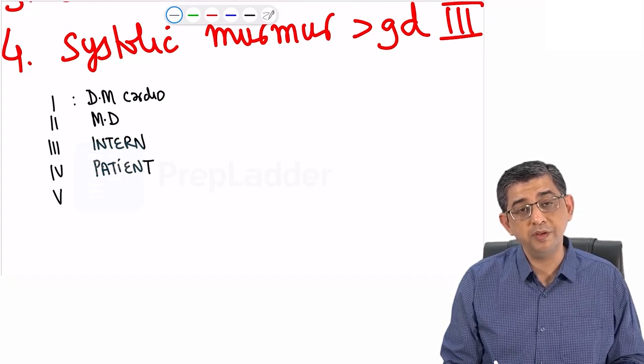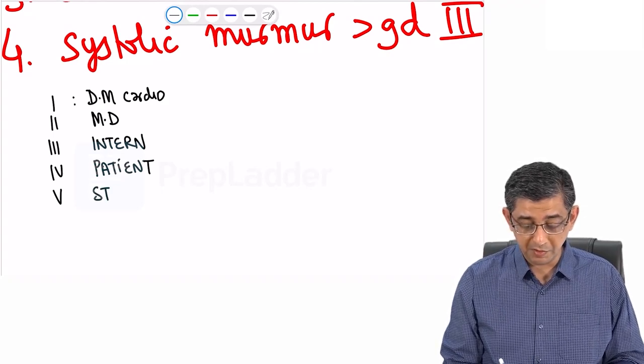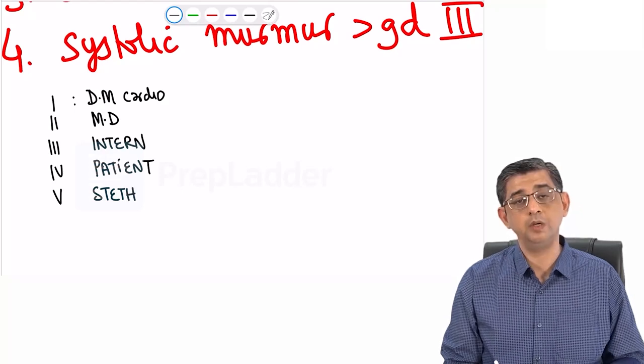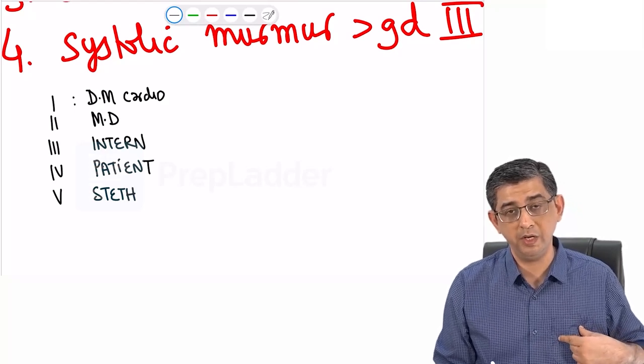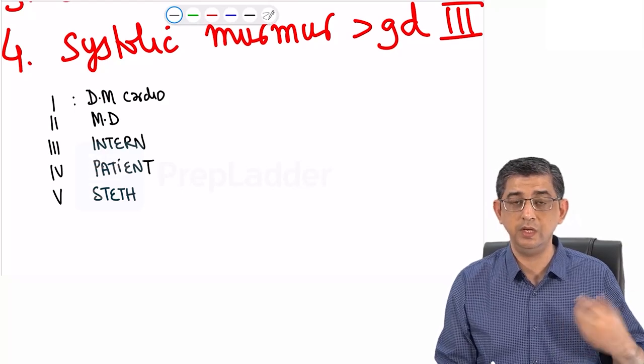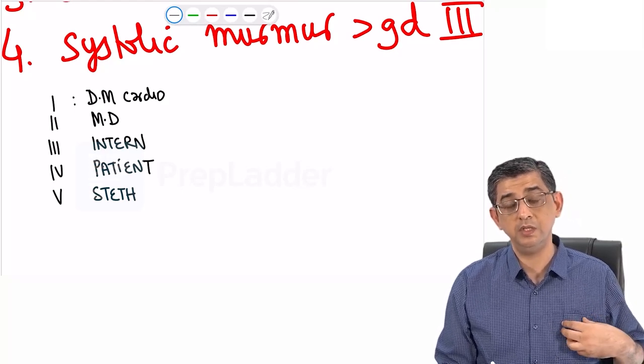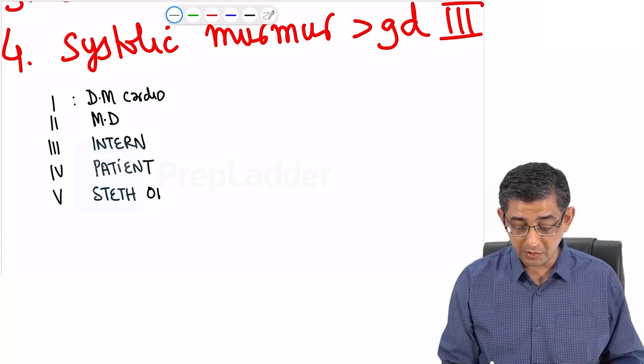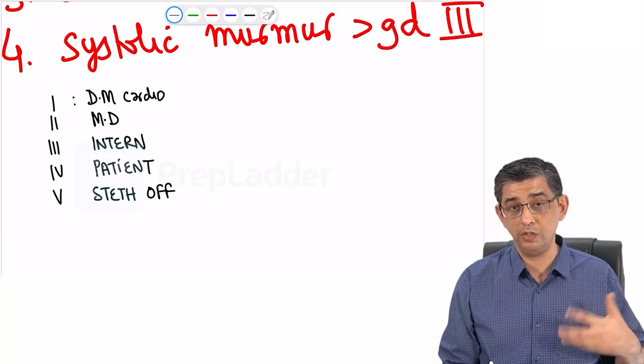When it comes to grade 5, in fact, I'll say a very surprising thing. You see, normally to hear a murmur, you need to place the diaphragm in contact with the chest wall so that you can hear the conducted sound. But in this case, the stethoscope is off the chest wall. Imagine the turbulence and the sound is so much.